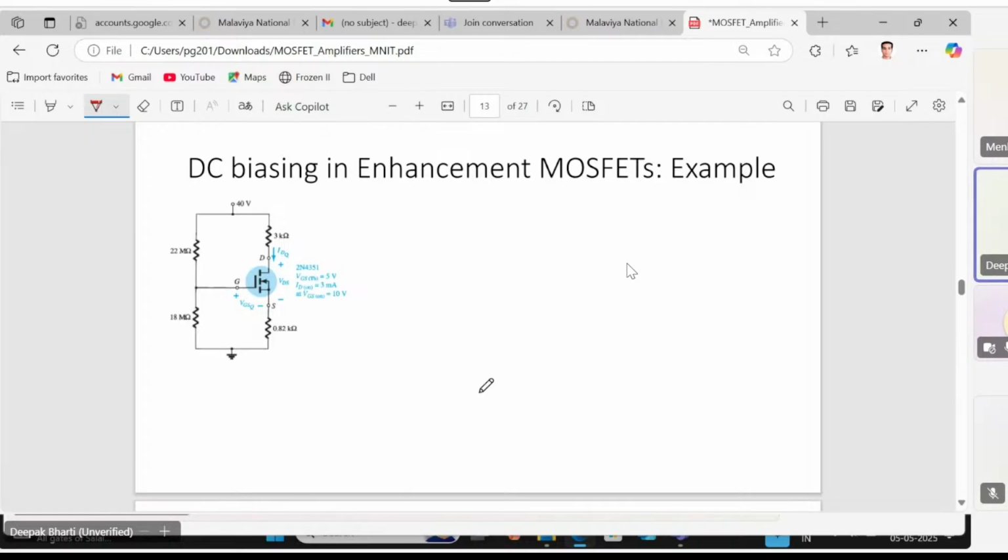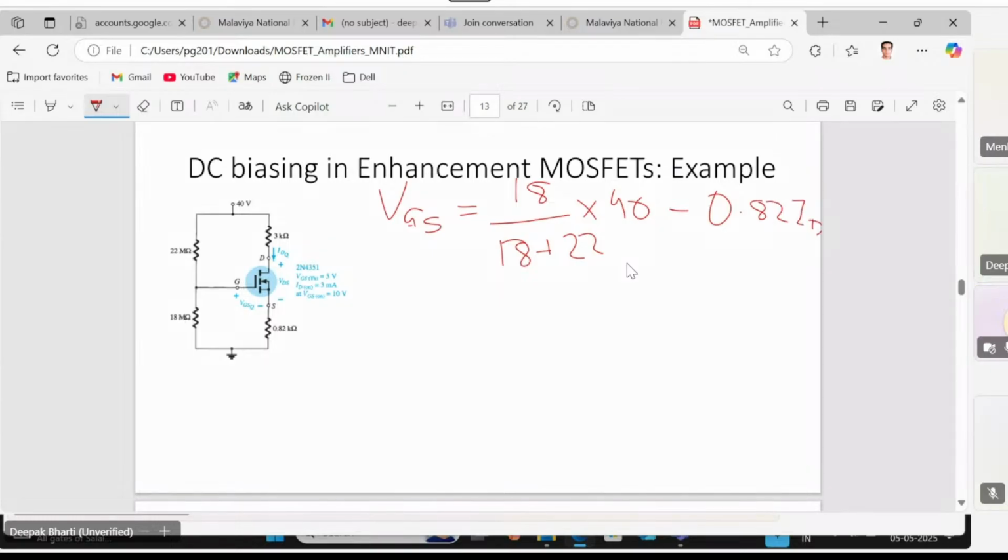So if this is the voltage divider network, let's try to find out the VGS. VGS is equal to VG. What is VG? VG is the voltage divider of 40 volt on 18 mega ohm. So 18 divided by 18 plus 22 into 40, that is your VG. Now what is VS? VS is 0.82 kilo ohm, so 0.82 ID. So that is the equation of your load line.